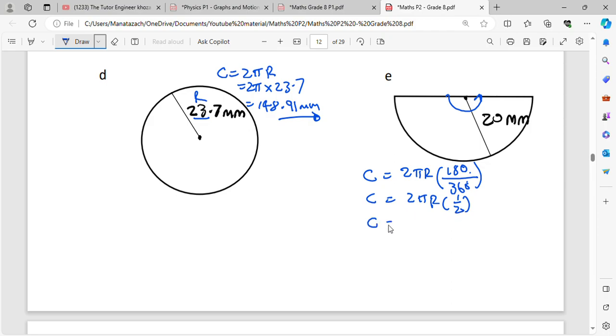So now let's work out with a radius of 20 millimeters. You're going to have 2 pi times 20 millimeters times 1 over 2. That means your circumference is going to be, so 2 and 2 will divide each other. Then you'll remain with pi times 20, which is going to be 62.83 millimeters.